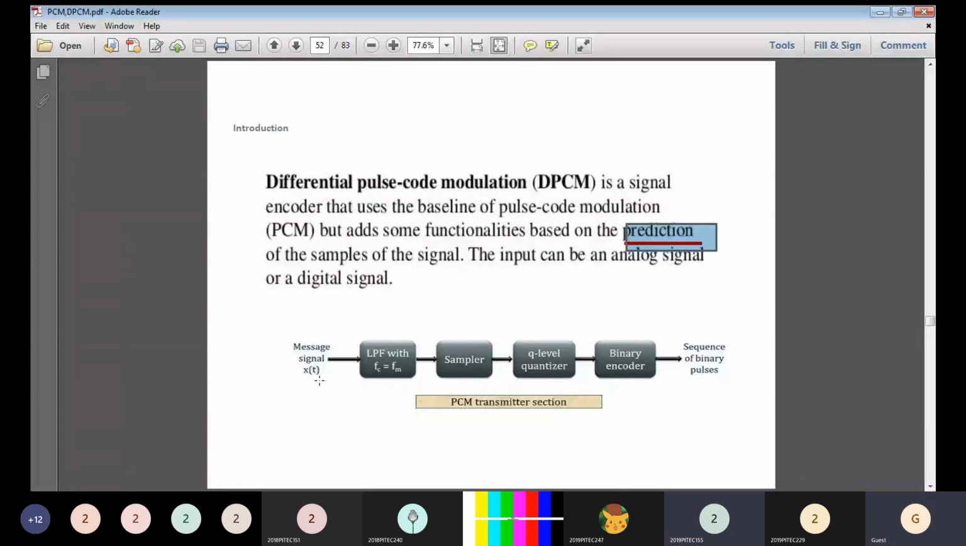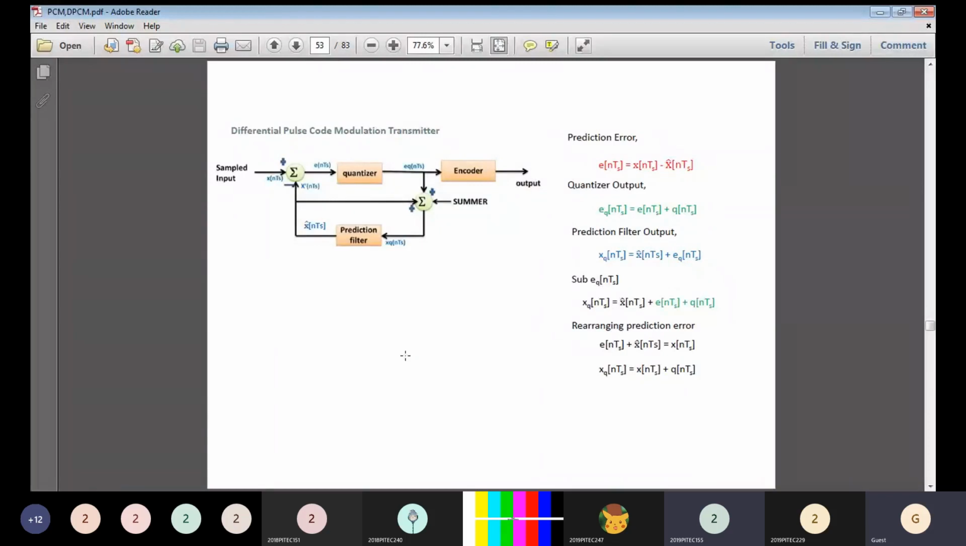Okay, so this is nothing but our message signal x of t, passed through the low pass filter, then the sampler, the q level quantizer, and then a binary encoder, giving a sequence of binary pulses. Okay, so this is the differential pulse code modulation transmitter. Look at the diagram carefully. We are going to get the prediction of the next samples here. The difference between the original sample and the predicted value is calculated. That difference is quantized and encoded, and transmitted to the receiver.